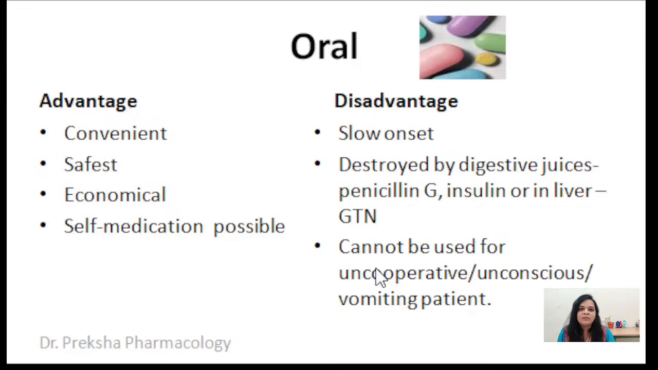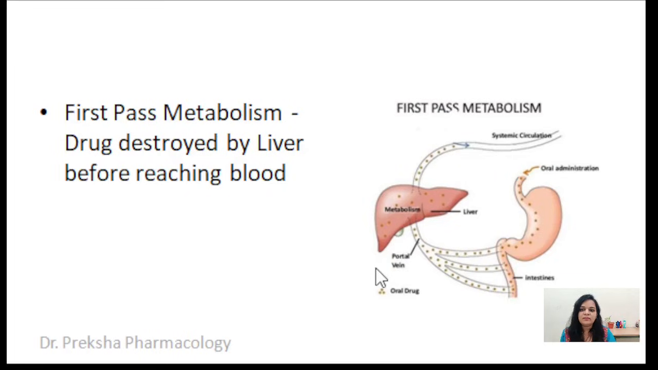And apart from that, it is also destroyed in the liver, that is, it exerts its first pass metabolism. Now this route cannot be used for the uncooperative or unconscious or vomiting patient. So in this case you have to use intravenous route, that will be safest to use. Now the biggest disadvantage of this oral route is first pass metabolism.